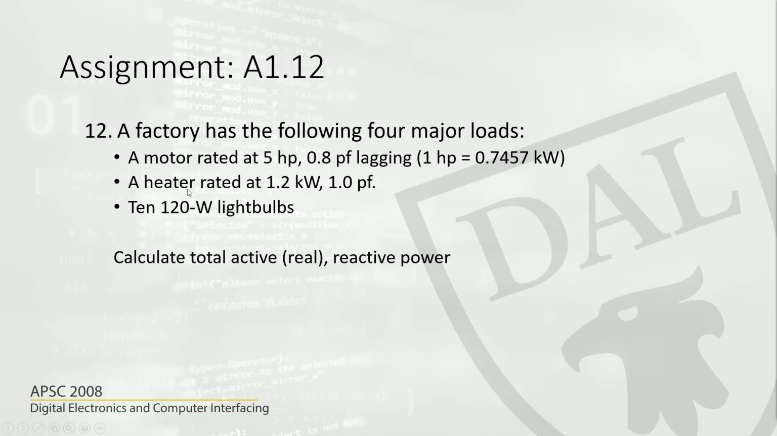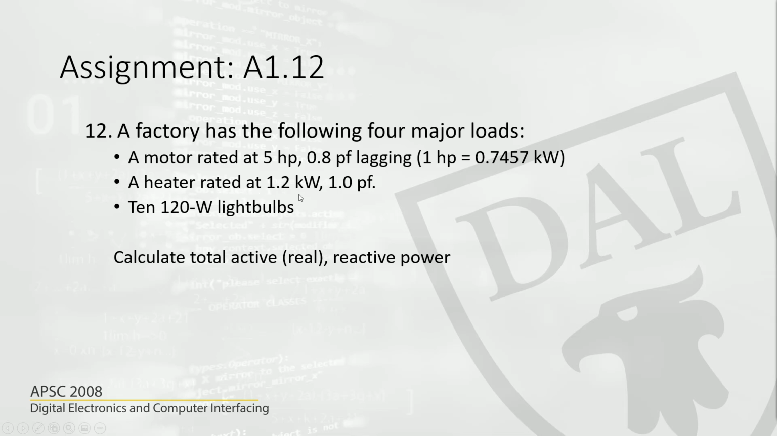And you have a heater rated for 1.2 kilowatts, power factor 1. A power factor of 1 means all of it is real power, so the heater is a resistive load, and everything is converted into real power. That is 1.2 kilowatts. And you have 10 light bulbs of 120 watts each, so make sure you multiply that by 10. This is also a resistive load. So 10 times 120 gives the power required by the 10 light bulbs.